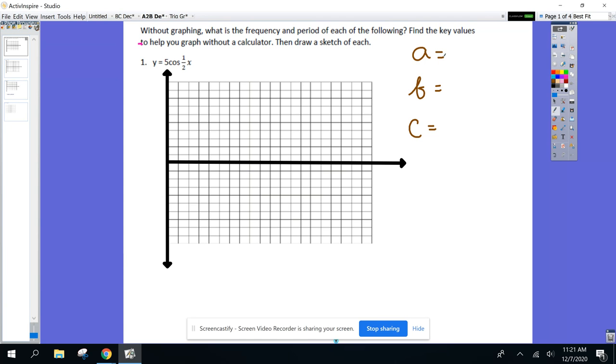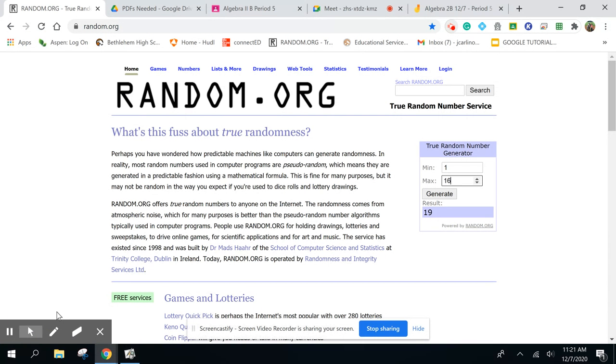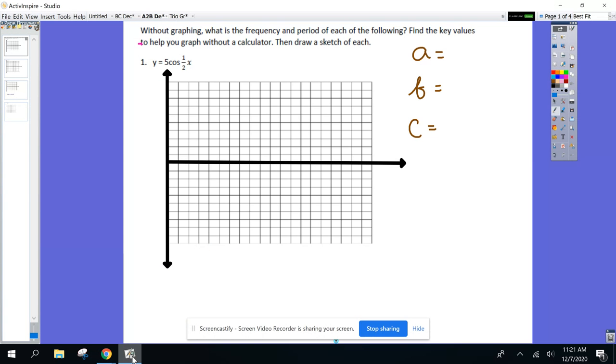So 5 cosine 1/2 x, what's the A value? Also known as the amplitude. Here we go, Bassett, start us off. What's the amplitude, my A value? 5, done. Again, why do we need that? Because when we graph, we know it's going to go up to 5 and down to -5. That's what the A, the amplitude, stands for.